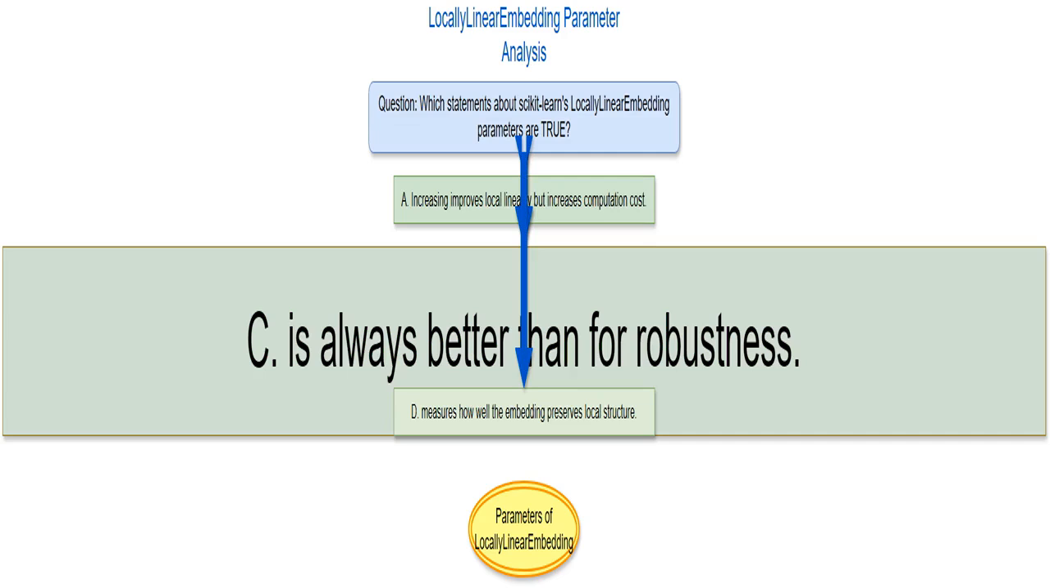This is a useful metric that tells us how well the lower dimensional representation maintains the relationships between data points in the original high dimensional space. A low reconstruction error implies that the embedding is accurately reflecting those relationships. I can think of it as how close the reconstructed data is to the original data.